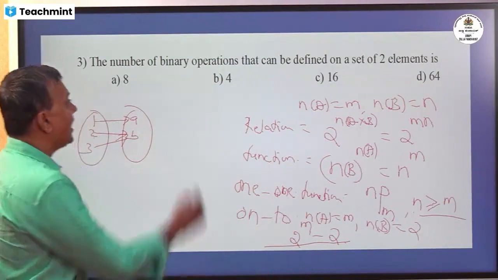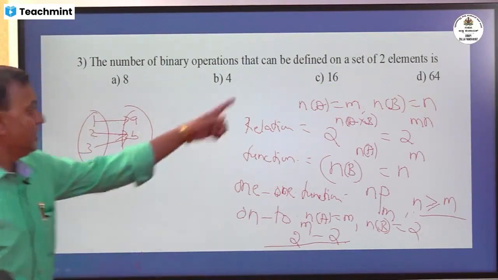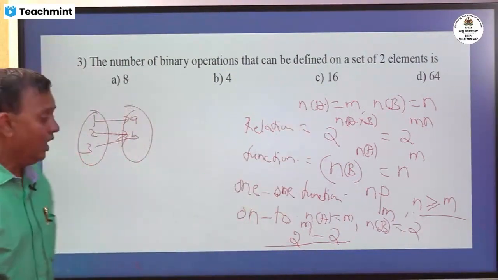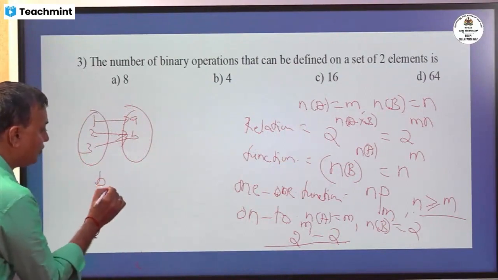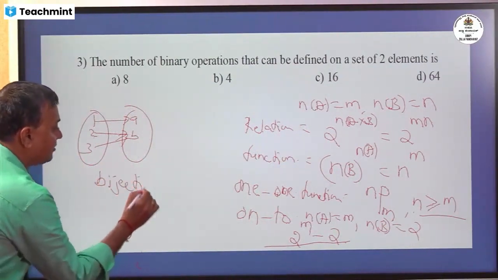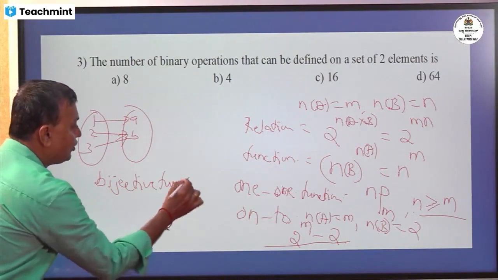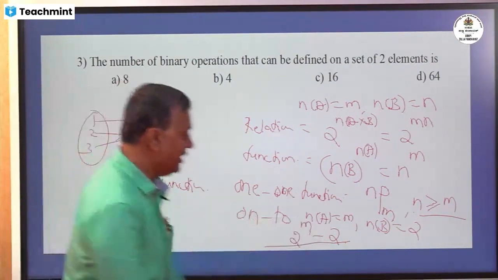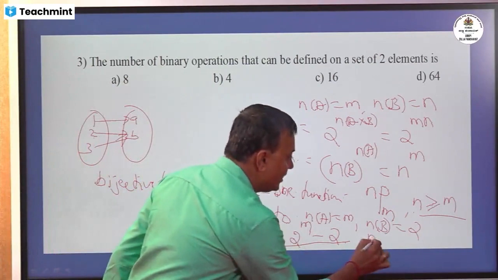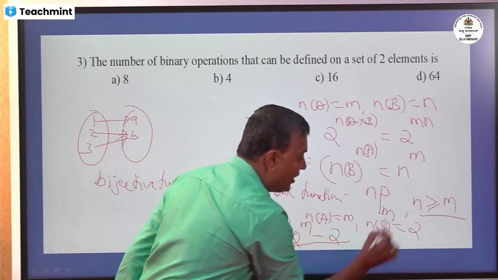So for onto functions, A has m elements, B has 2 elements, the number of onto functions is 2 to the power m minus 2. So how many functions here? This is important for CET. Among which how many are both 1 and onto, bijective functions.